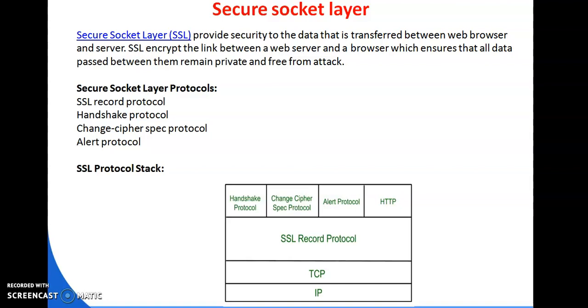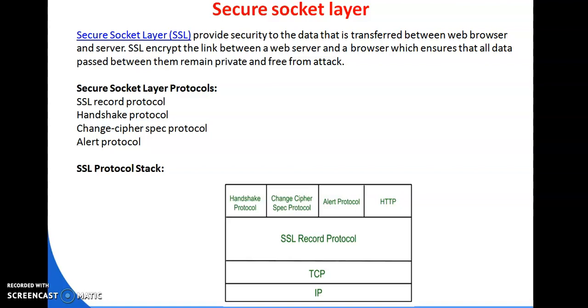Phase 2, the server sends its certificate and server key exchange. The server ends phase 2 by sending the server hello done packet. Phase 3, in this phase, the client replies to the server by sending its certificate and client key exchange. Phase 4, change cipher spec occurs and after that the handshake protocol ends.